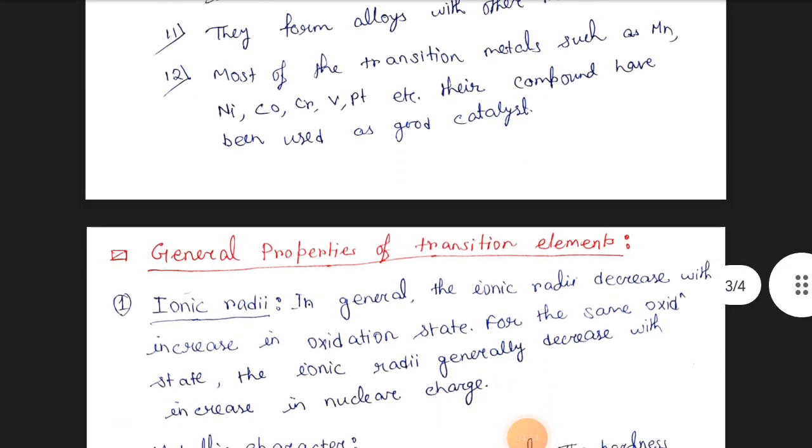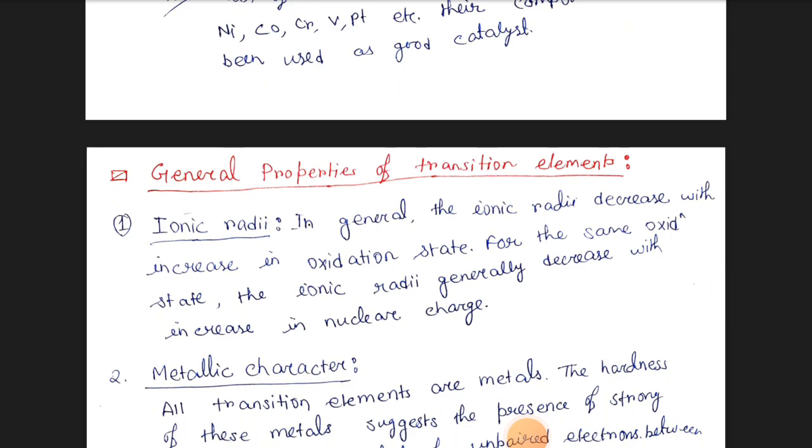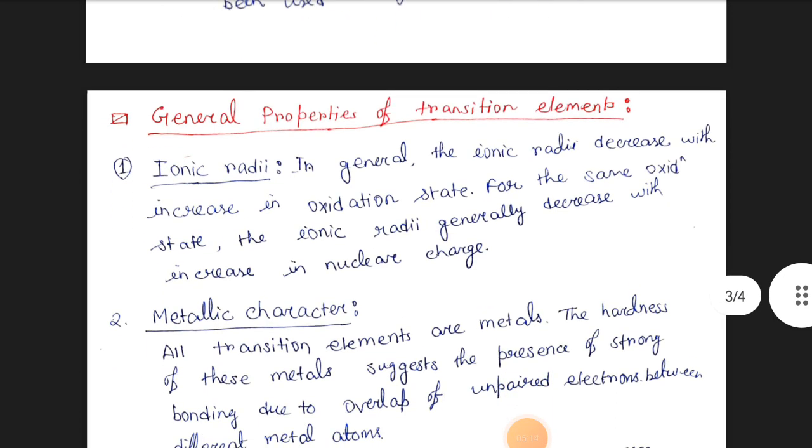that include ionic radius, metallic character, magnetic property, color, etc. So these I have just discussed very briefly, and these are very important from your exam point of view. Okay, so let's start one by one. Next, first one is ionic radii.